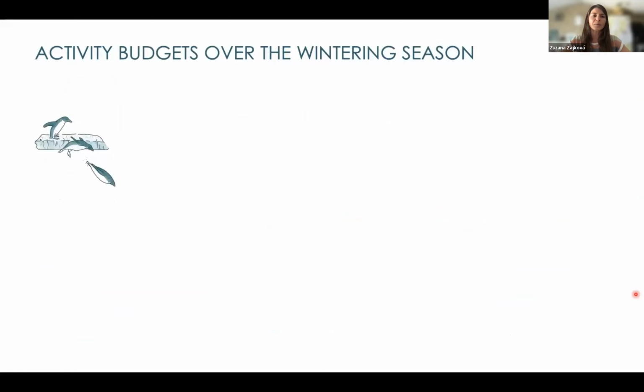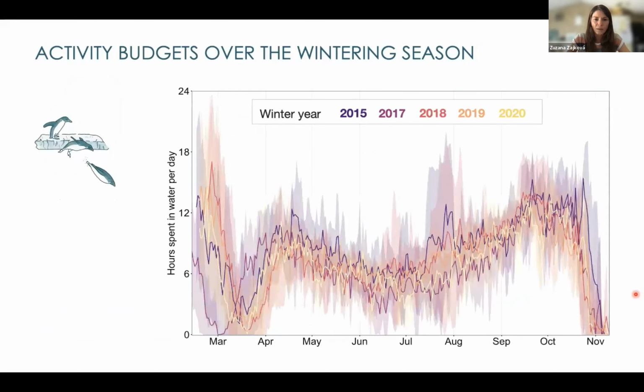So I will start with the results about the activity budgets over the wintering season of Adelie penguins. In this figure, you can see on the x-axis time from the deployment to the recovery of the loggers. Each color reflects the mean values of the activity budgets of all tracked individuals and standard deviations. And on the y-axis, you can see the time that the animals spend in the water during the day.